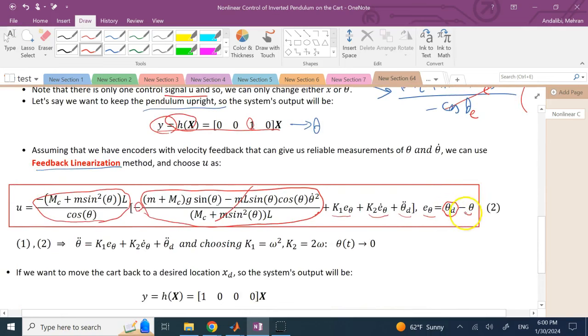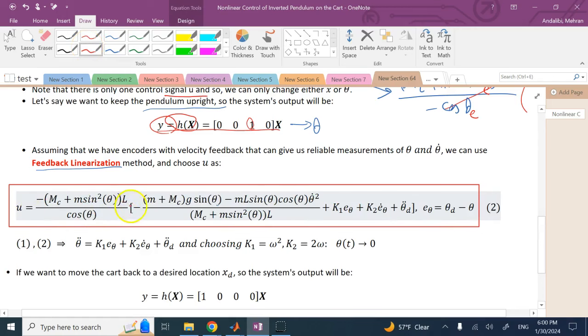Okay, so in general you don't need to do point tracking and drive it directly to a fixed point. You can do general tracking. So this theta desired can be a function of time, but in this case we just want it to be 0. So we use that. Now if I plug this u, which is defined by equation 2, into equation 1, guess what happens?